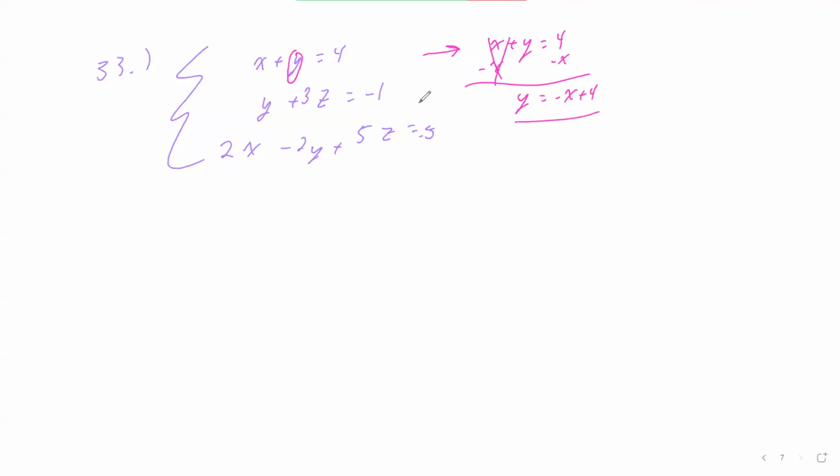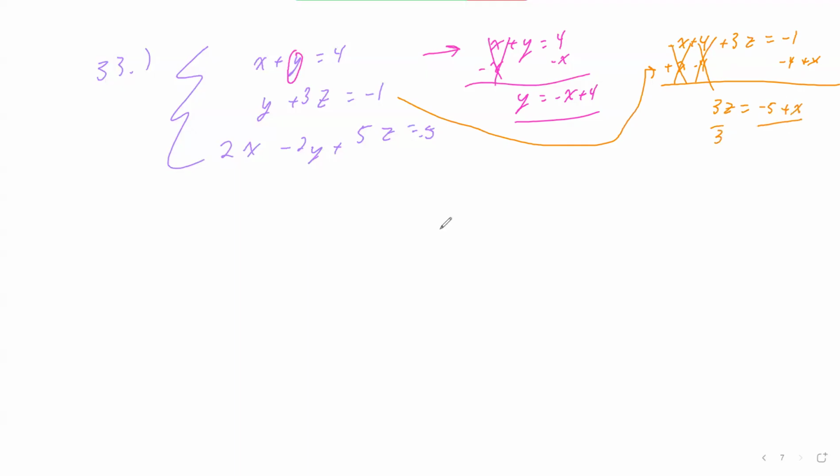That's my first one. Then I'm going to take this guy, and now I'm going to substitute. Let's do a different color so you can see. I'm going to substitute this y in for that y. So that's going to give me negative x plus 4 to begin, plus 3z equals negative 1. This time I'm going to solve for z, trying to get the equations in which they all have one letter involved in it. So I'm going to add x and subtract 4. So it gives me 3z equals negative 5 plus x. You can rearrange that if you would like.